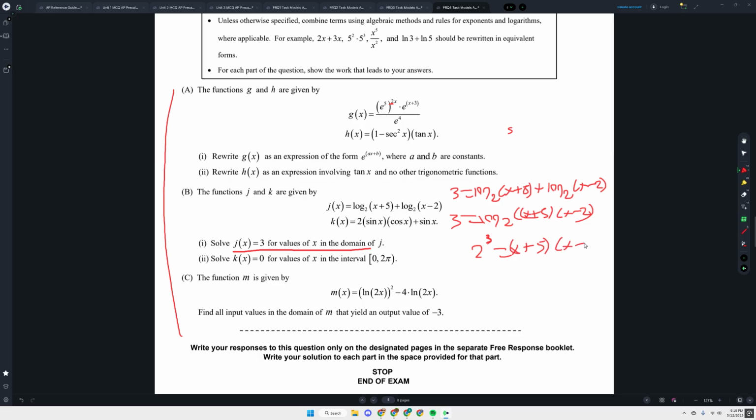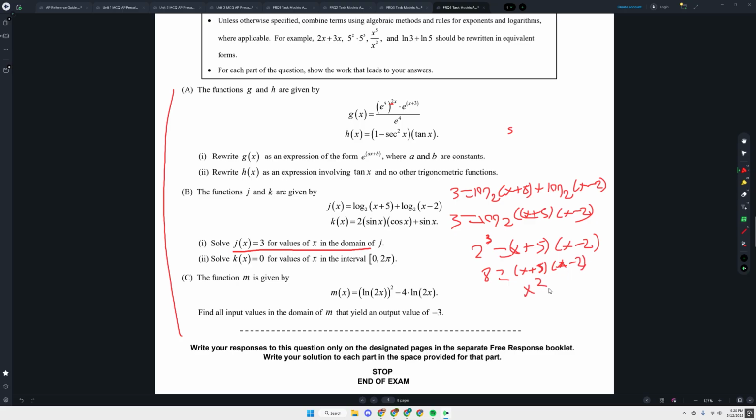x minus 2. You cannot use a calculator on this section, no calc. FRQ 4 and 3 are non-calc, FRQ 1 and 2 are calc. And when it switches, please put the calculator under your desk. This would be 8 is equal to x plus 5 times x minus 2. You don't have to, it depends on your proctor.